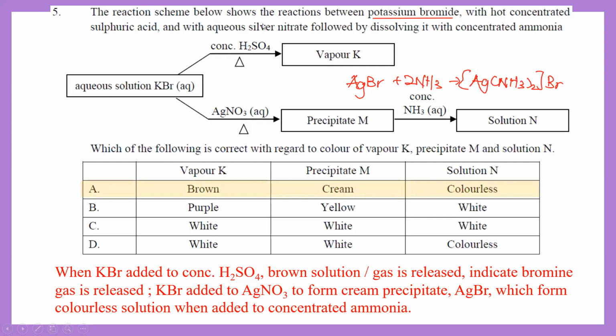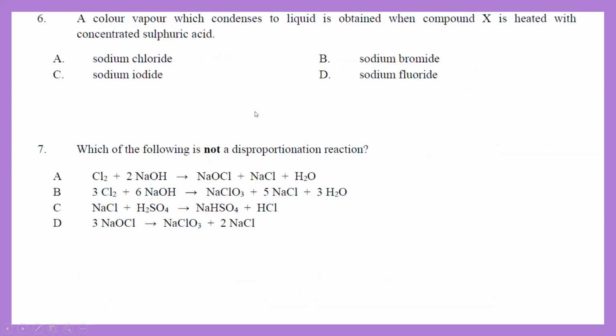Okay, then we go to question number 6. Colorless vapor which condenses to a liquid is obtained when compound X is heated with concentrated sulfuric acid. So in here, "vapor condensed to liquid" is a very important key term. Why is it like that?